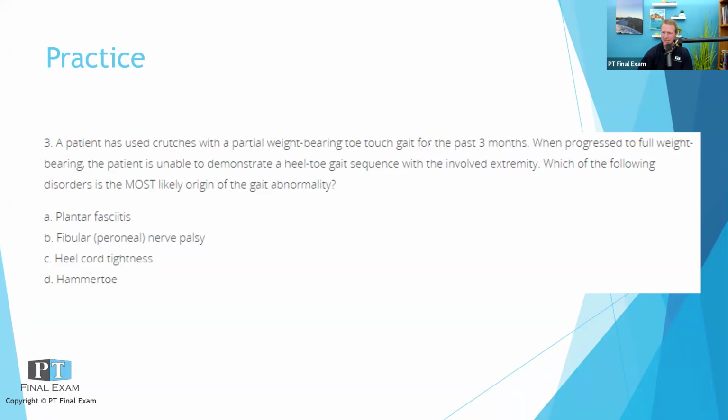So we see that's key information. We have toe-touch gait for 3 months. When progressed to full weight bearing, they're unable to demonstrate a heel-toe sequence, meaning that they're probably striking their toe. They're not able to go heel to toe, so they're probably either going flat foot or toe heel. So which of the following disorders is the most likely origin of the gait abnormality?